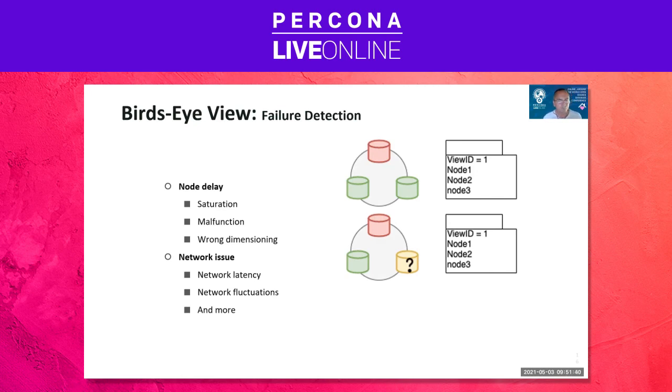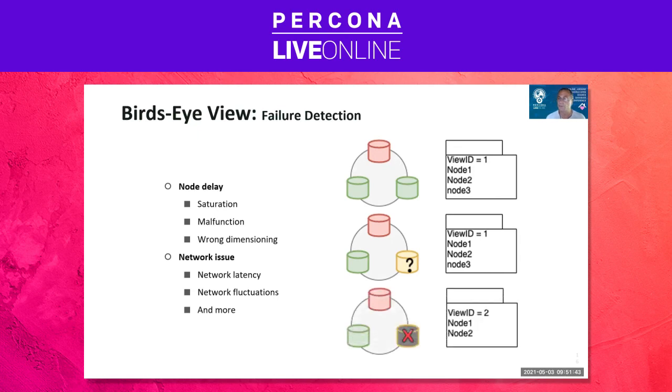While if you have a node that continues to be unresponsive, it is automatically marked to be ejected from the cluster. At this point, the cluster will need to re-elect, recompose the view, rebuild the quorum, rebuild the whole configuration, and see, okay, yes, I'm good to go ahead.